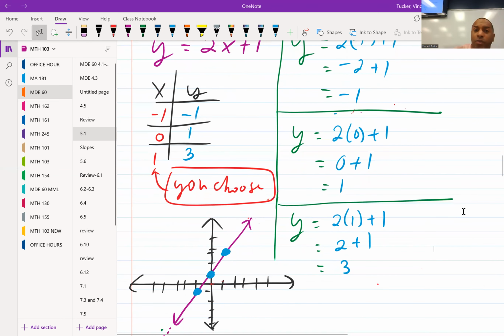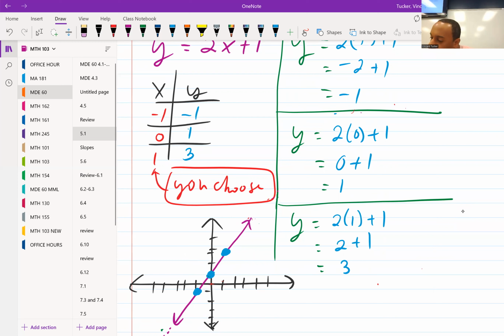So once you have your points, you can go ahead and graph it. You just graph according to the way we talked about graphing points before. I have (-1, -1). So I go to the left 1, down 1, which is this point right here. Then (0, 1): you don't go left or right for x, but you go up 1, which is right here.